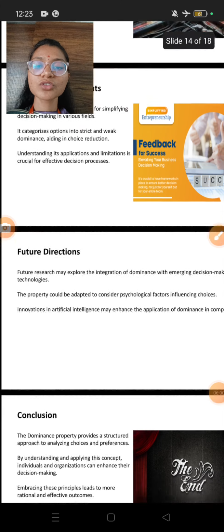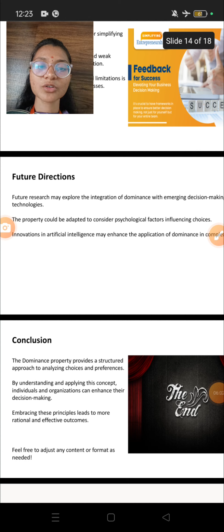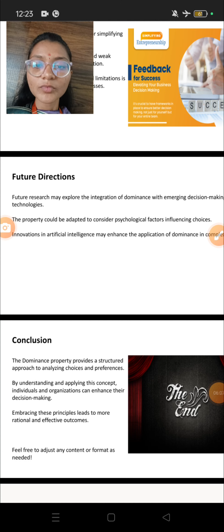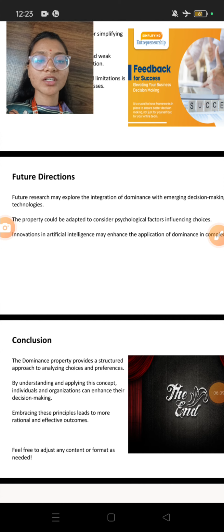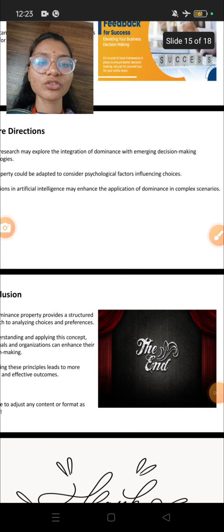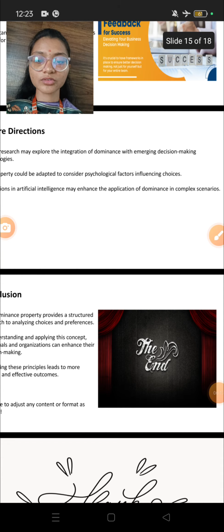Future direction. Future research may explore integrating dominance with emerging decision making technologies. This property could be adapted to consider psychological factors influencing choices. Innovation in artificial intelligence may enhance the application of dominance in complex scenarios.